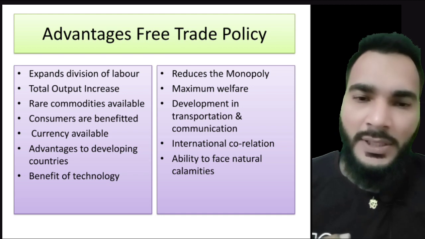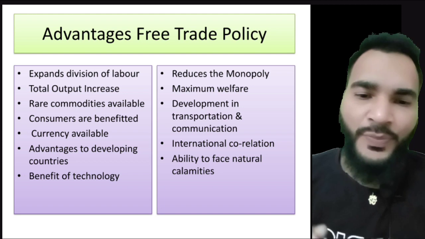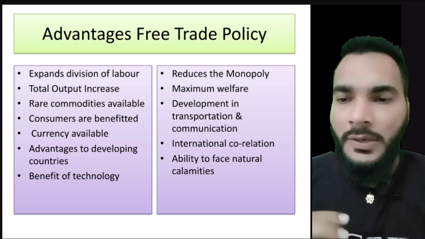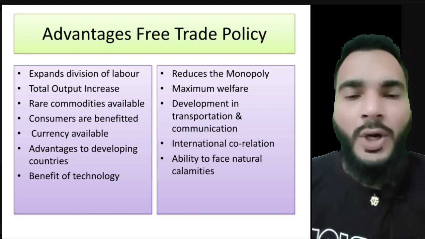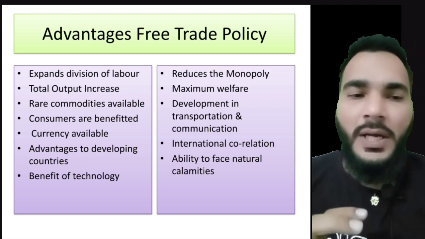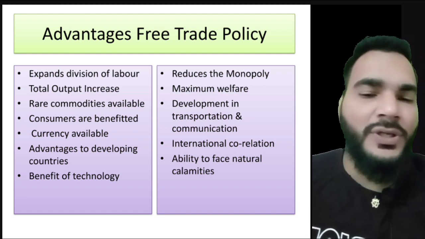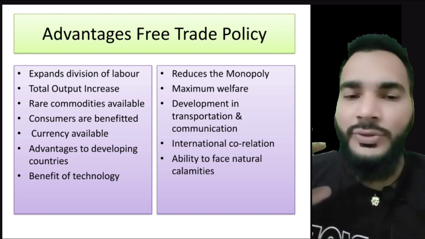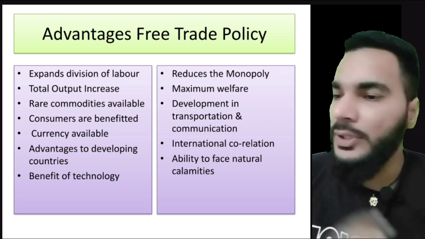Then development of transportation and communication, now that's a very simple thing. If a free trade policy is there, each and every entrepreneur would benefit from doing business in different countries. If these people are engaged in import and export, the transportation and communication facilities would automatically expand, because without these facilities the industries won't work, and they would not be able to supply goods to different countries. So this is a main factor: the transportation and communication industries will also grow.